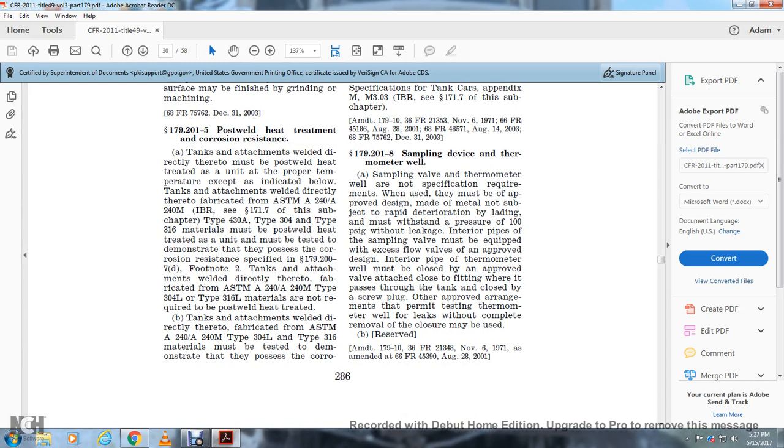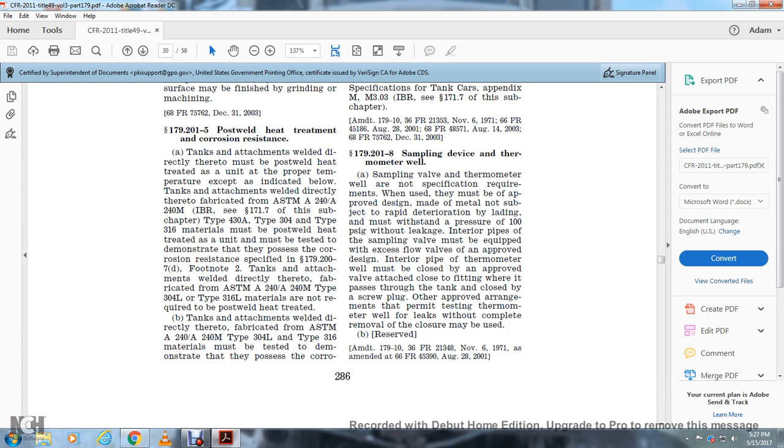179-201-8, the sampling device and thermometer well. Sample valve and thermometer are not specification requirements, but when they are used they must be made with approved design, made with metal not subject to rapid deterioration by lading, and must withstand a pressure of 100 psi gauge without leakage of the interior pipe. The sample valve must be equipped with excess flow valves of an approved design on the interior pipe.